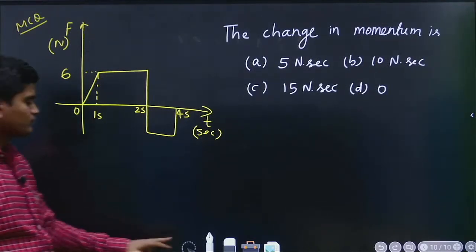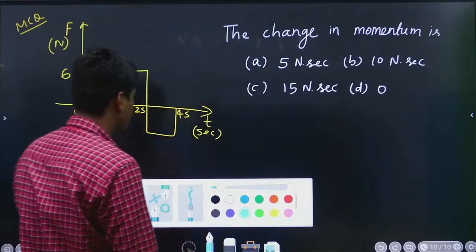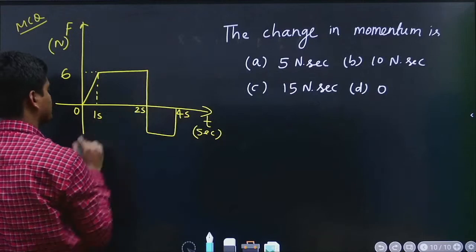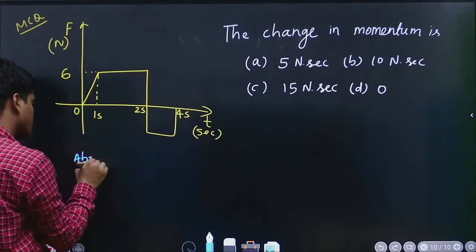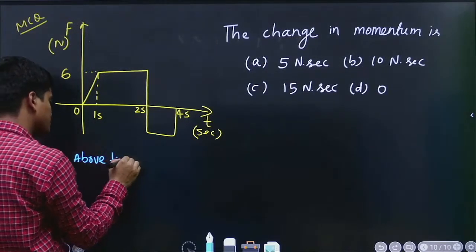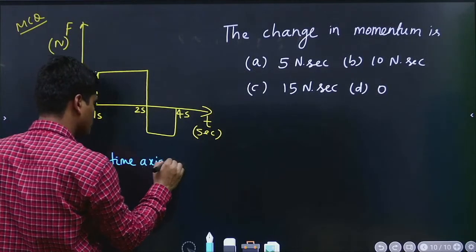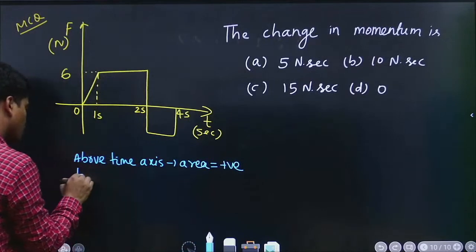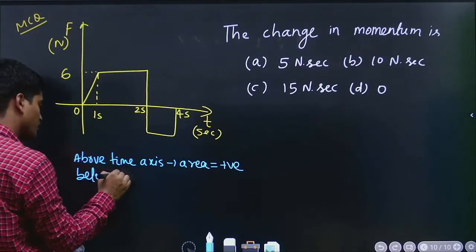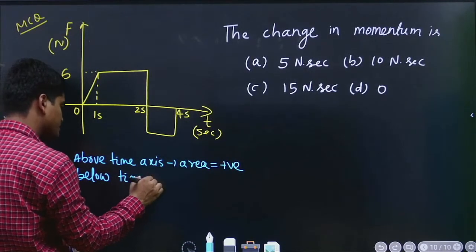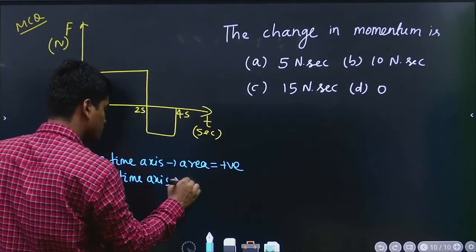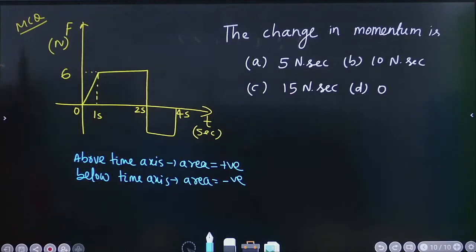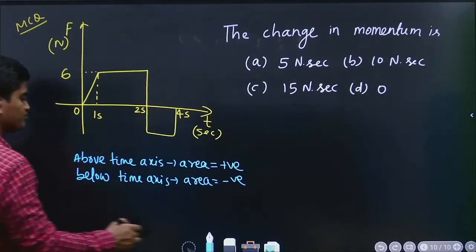So now listen. If you want to find the change in momentum, what do you take? You have to take the area. Above the time axis, the area is positive. And below the time axis, the area will be negative. Above time axis area is positive, below time axis area is negative.